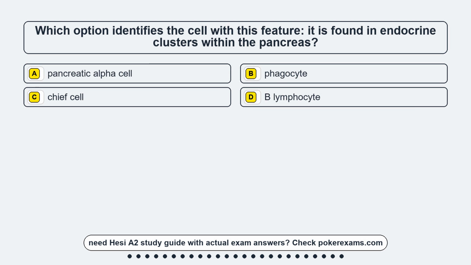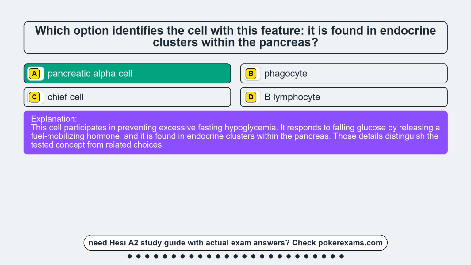Question 5. Which option identifies the cell with this feature? It is found in endocrine clusters within the pancreas. Option A, pancreatic alpha cell. Option B, phagocyte. Option C, chief cell. Option D, B lymphocyte. The correct answer is option A, pancreatic alpha cell. This cell participates in preventing excessive fasting hypoglycemia. It responds to falling glucose by releasing a fuel-mobilizing hormone, and it is found in endocrine clusters within the pancreas. Those details distinguish the tested concept from related choices.